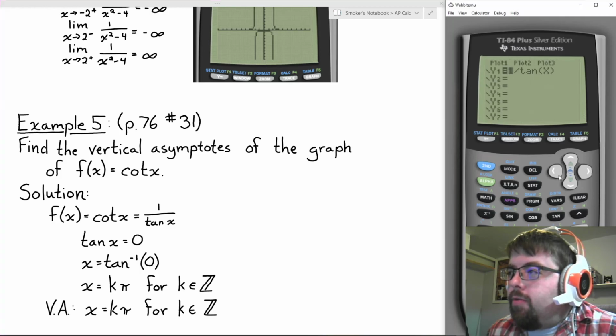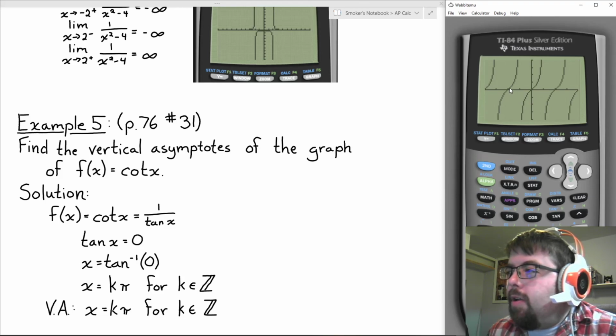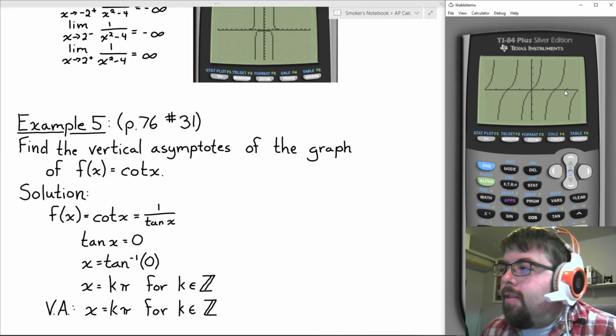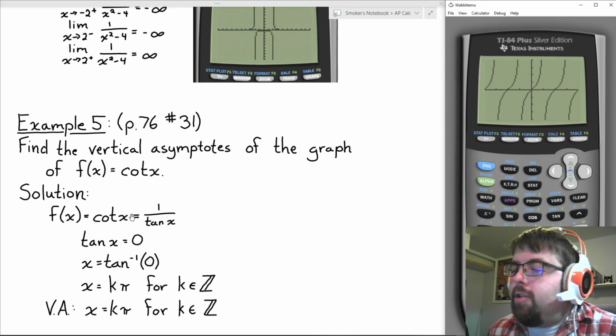So let me just show you one thing here. If we go back to the normal tangent function, graph this. Remember, anytime this function has a 0, it would be here, negative pi, here 0, pi, 2 pi. So those are the points that tangent is 0. Those are the points that cotangent would have an asymptote.